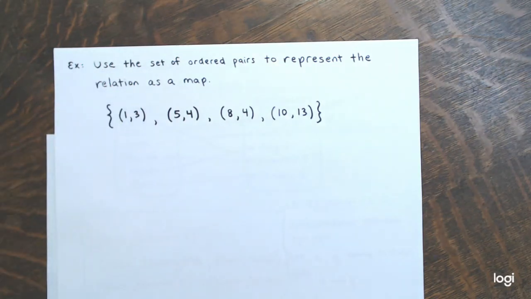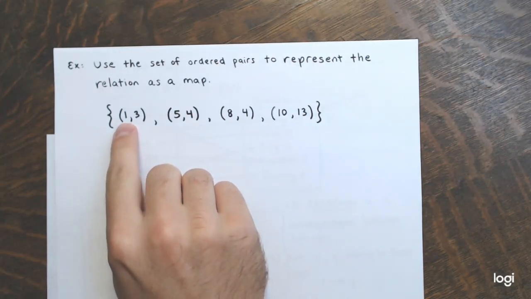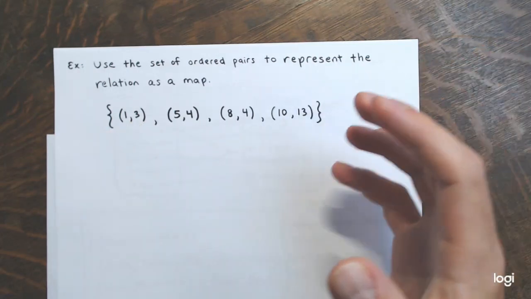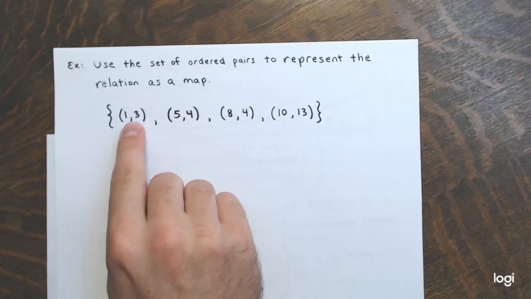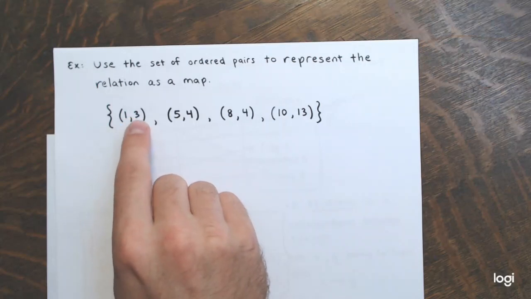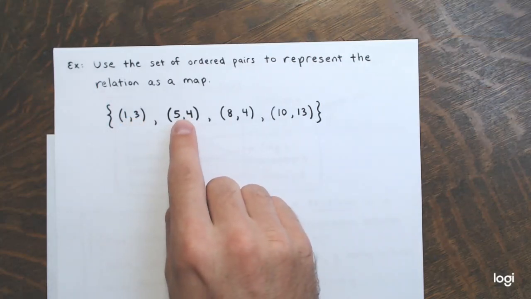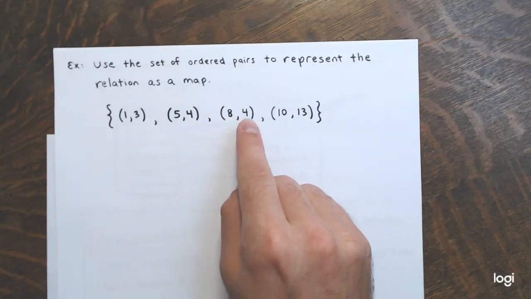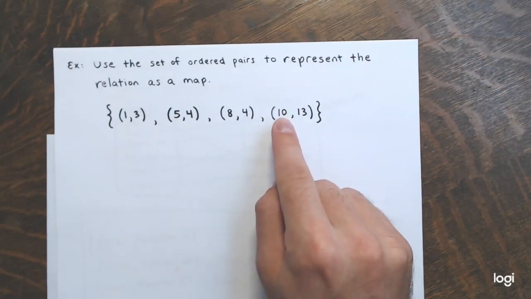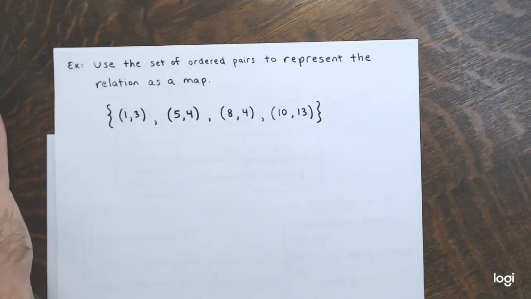So in this example, I'm asked to use the set of ordered pairs to represent the relation as a map. Okay, so when I'm seeing these ordered pairs here, this means 1 belongs to the first set that I'm looking at, 3 belongs to the other set that I'm looking at in the relation, and 1 corresponds to 3 because they're in this ordered pair, or 3 depends on 1 if you want to say that. And then 5 in the first set corresponds to 4 in the second set, 8 in the first set corresponds to 4 in the second set, 10 in the first set corresponds to 13 in the second set.